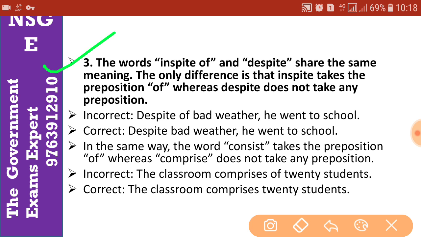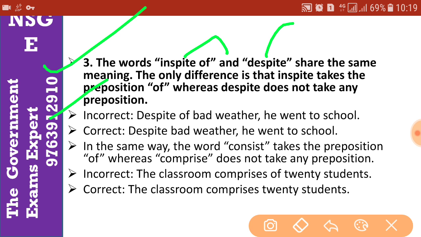Okay. There is another example. The third thing is the word in spite of. In spite of and despite share the same meaning, the only difference is that in spite takes the preposition of. Whenever in spite is there, the preposition of will be there, whereas despite does not take any preposition. If the word despite is mentioned in a sentence, you shouldn't use of with despite. Clear? Let's have a look.